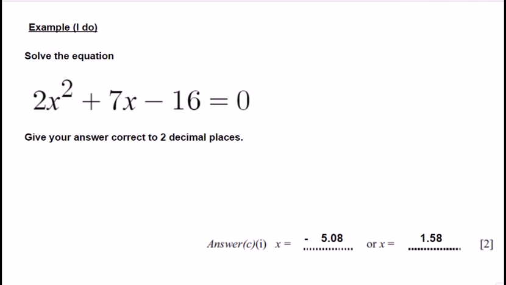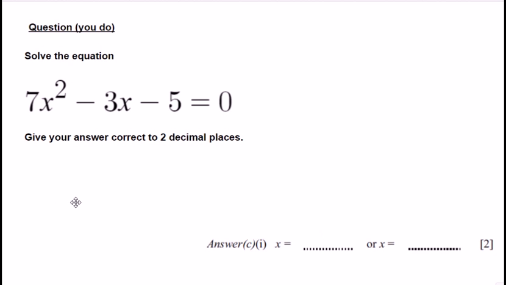So what I would like you to do is, using exactly the same method, using your solver, see if you can apply that to this equation here. So again, 2 decimal places, 7x squared minus 3x minus 5 equals 0.